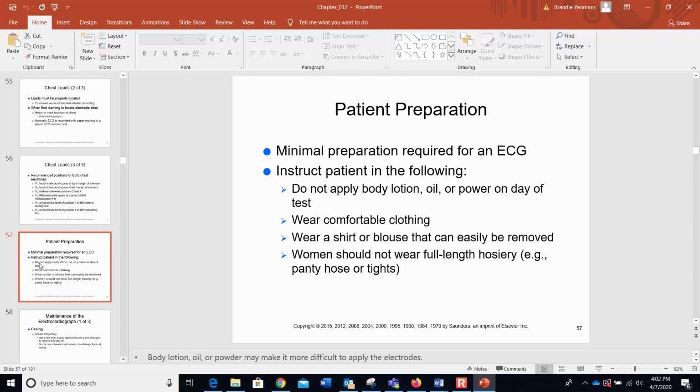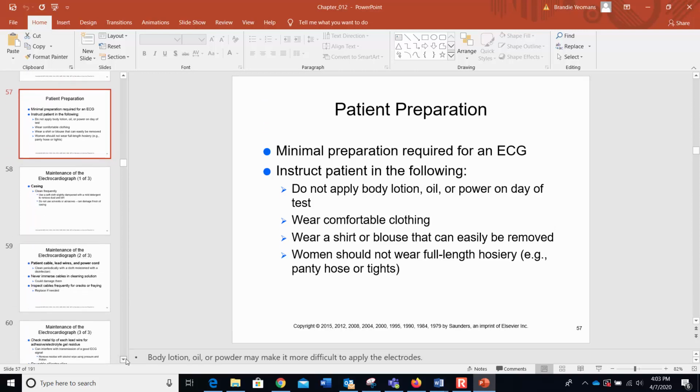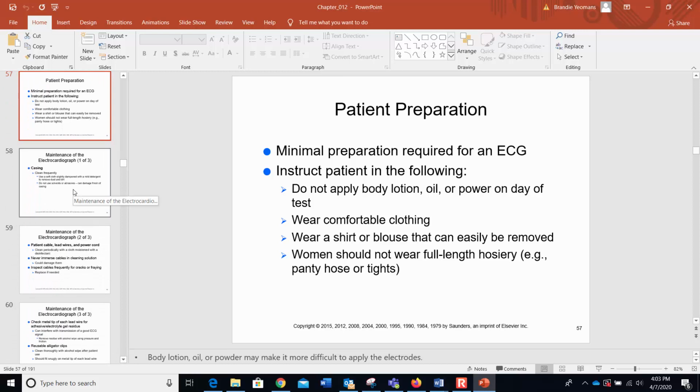They need to wear comfortable clothing so they can get in and out of it. If they wear a button-up blouse or shirt, that one is easily removed and they can kind of open it and then put it right back on. And then women should not wear full-length hosiery, because we're actually going to have to put 2 electrodes down on their legs. So these sweet little old ladies that always dress to the nines because they're coming to the doctor's office, we want to remember to tell them, don't wear full-length pantyhose. You could wear your trouser socks or your knee highs, and we can roll those down.